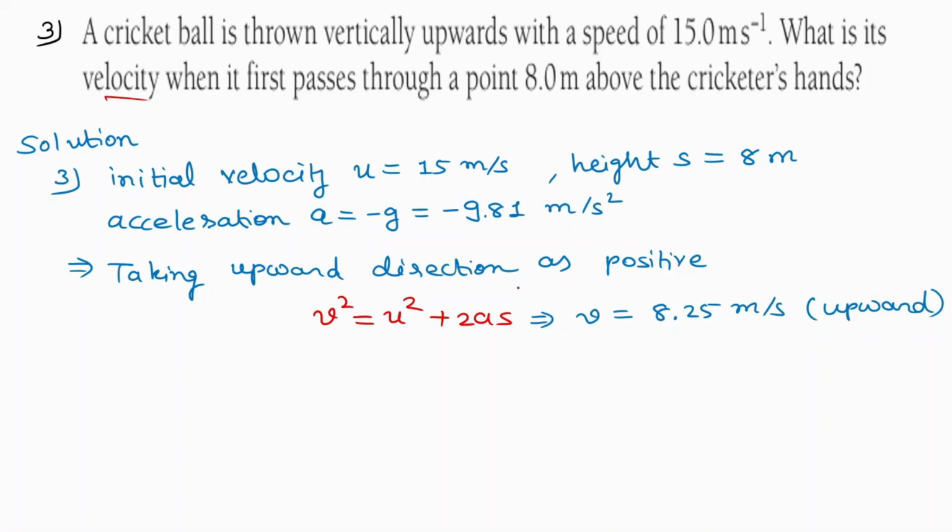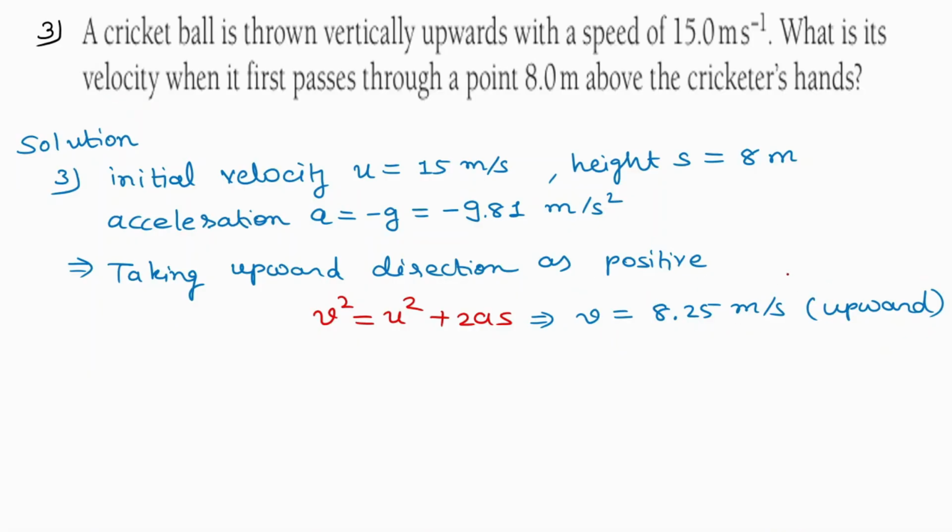So taking the upward direction as positive, I can write here v square is equal to u square plus 2as. I use this equation because I need this v. I know what u, a, and s are. So put these values from this data over here, and you will get the answer like 8.25 meters per second. This is positive because it is upward velocity.